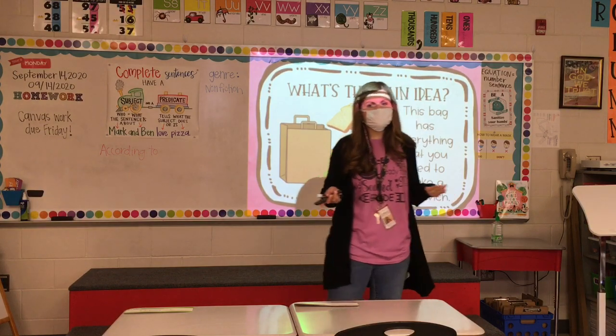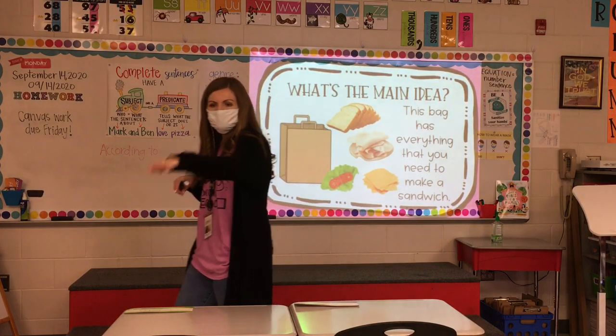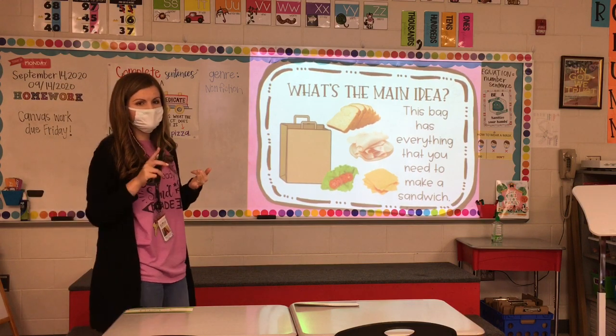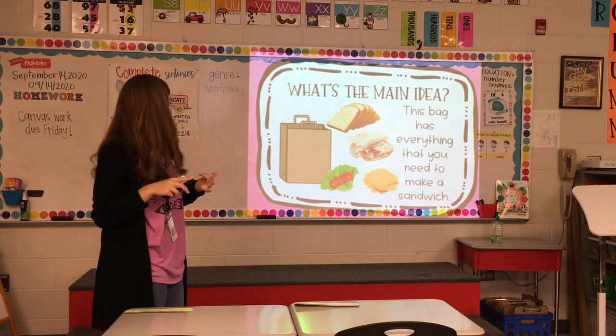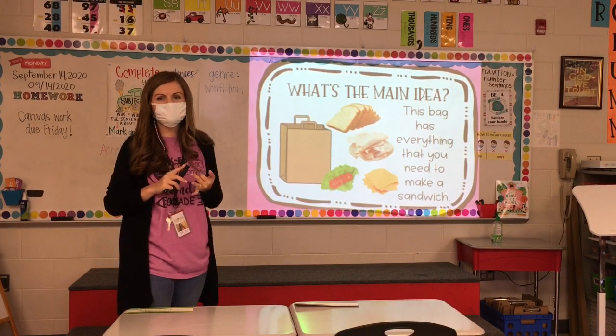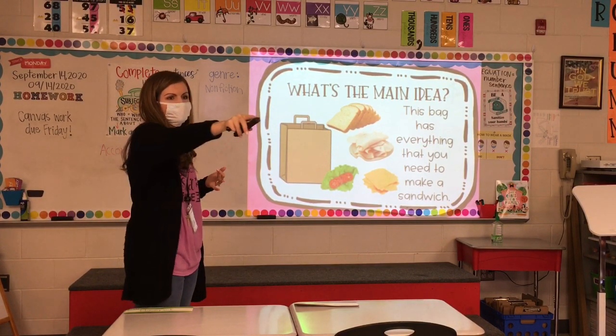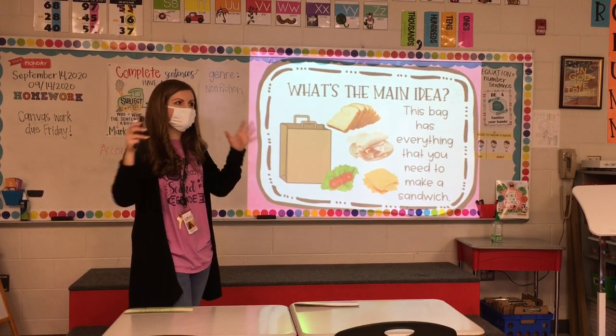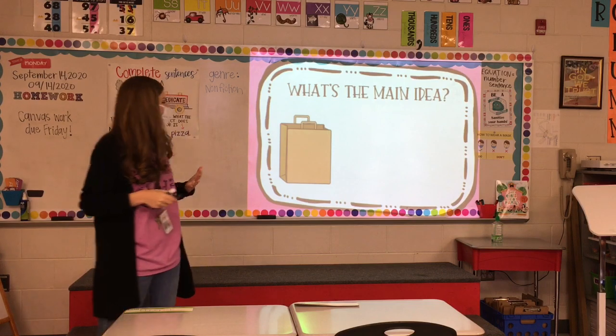What would my details be? My individual details. The bread, and the celery and the lettuce and the tomato, good. Yeah. What else? The turkey and the cheese. So those are our little details. That's what we need to come together to make our sandwich. All right, one more.